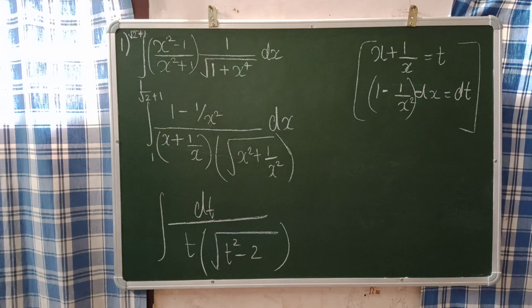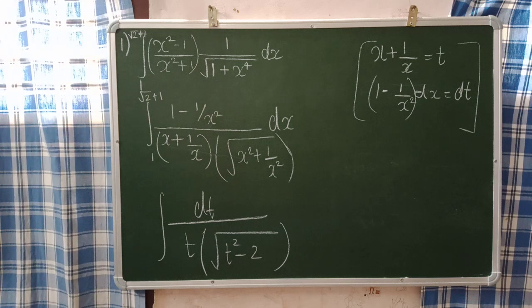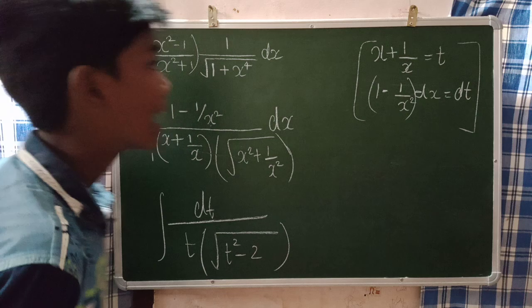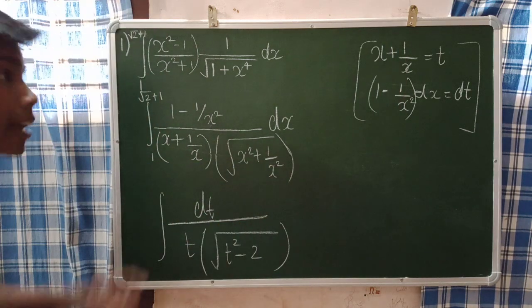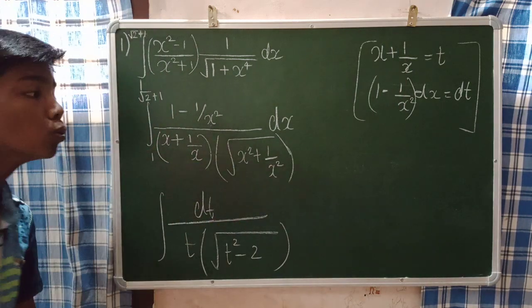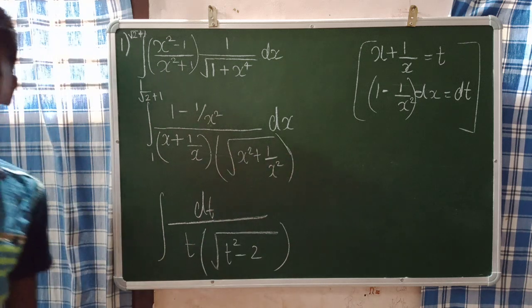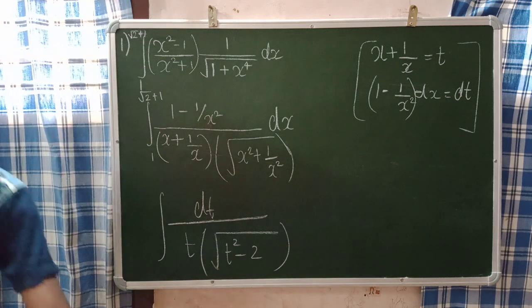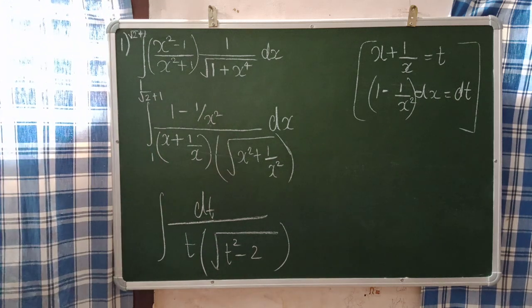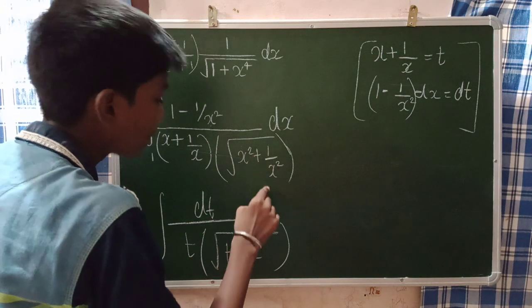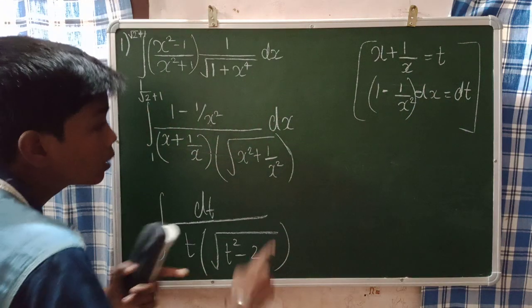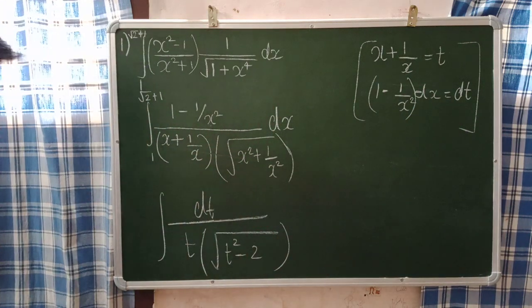I can write your root of x square plus 1 by x square as root of t square minus 2, because just try to solve it. Because guys, when you do t square, I will get x plus 1 by x whole square. X plus 1 by x whole square minus 2 only will give us x square plus 1 by x square. That is why I said it's an insane substitution and it's a beautiful question. So it's a very good question.